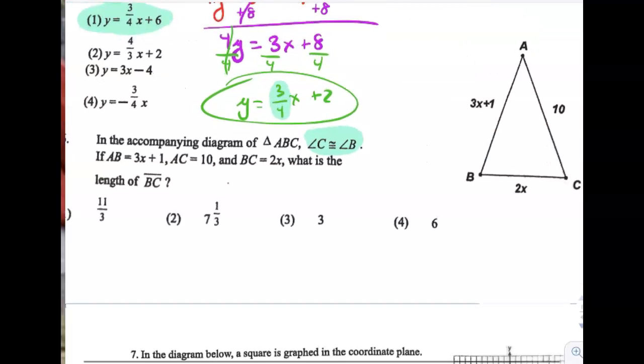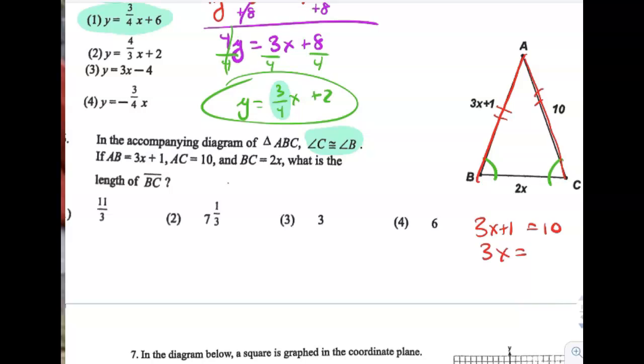Number 6. In triangle ABC, angle C is congruent to angle B. So that means it's isosceles. What's the length of BC? Well, the equation I can set up is that this is congruent to this. So I know that 3x plus 1 is 10. So then 3x equals 9, x equals 3.